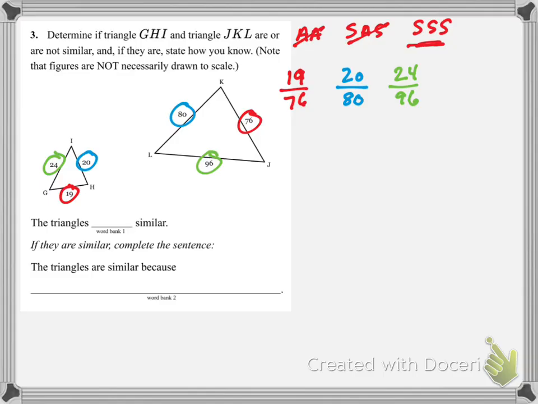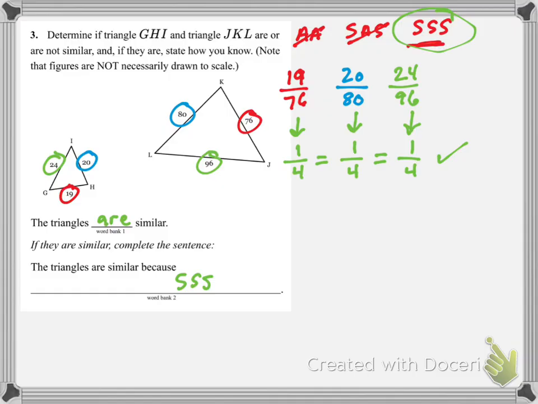What you can do is, in the yellow calculator, even in Desmos, I think, divide these three out or reduce them to lowest terms. 19 over 76 reduces to 1/4. 20 over 80 reduces to 1/4. 24 over 96 reduces to 1/4. All the fractions are the same. That means SSS is the answer. So the triangles are similar because of SSS, because all three of those were the same fraction.